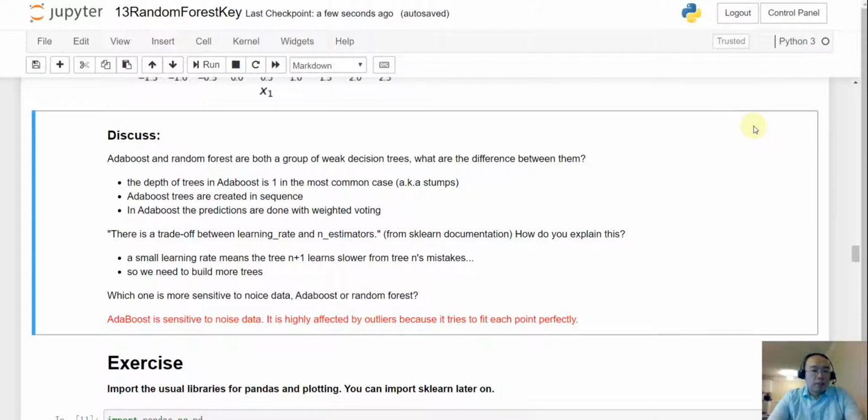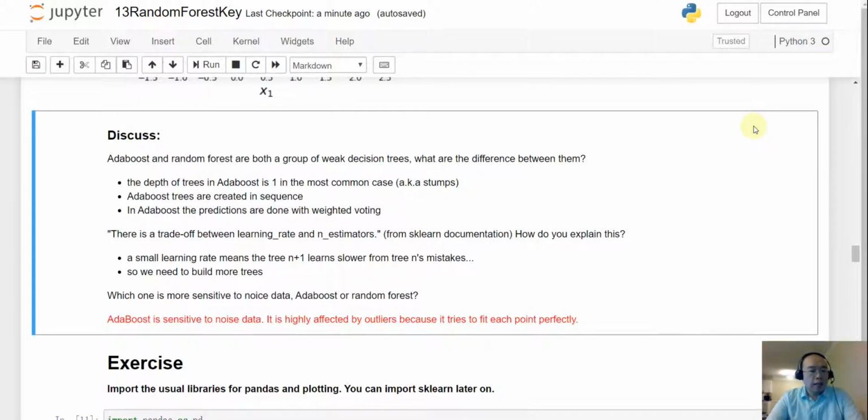The first difference is that for AdaBoost, usually we only set the depth to be one, so we call them stumps. That is quite common in AdaBoost. Of course, you can do something different, but in the most common case, in AdaBoost, we only create decision trees with only one split.